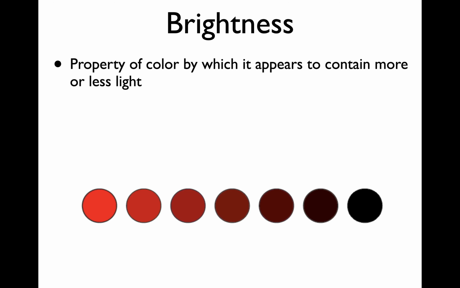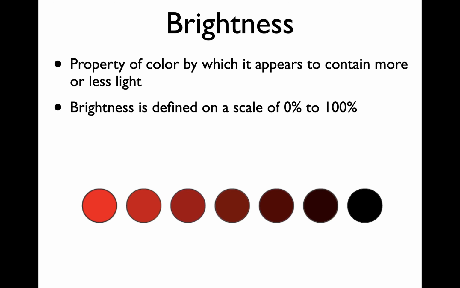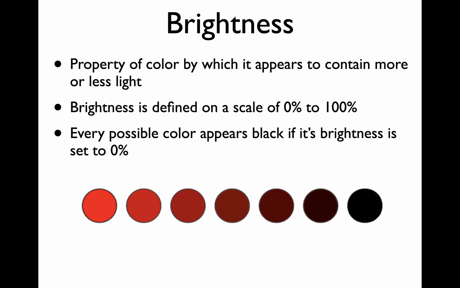Brightness is the property of a color which appears to contain more or less light. Brightness is also defined on a scale of 0 to 100%. Every possible color appears black if its brightness is set to 0. It doesn't matter what the color is. If you set the brightness to 0, it will appear to be black. However, that's the way it appears to you. In Photoshop, it's still mathematically whatever that color is at whatever saturation that has had all the brightness removed. So Photoshop treats those as unique colors. Make sense? Oh, we'll take a look at it in just a second.